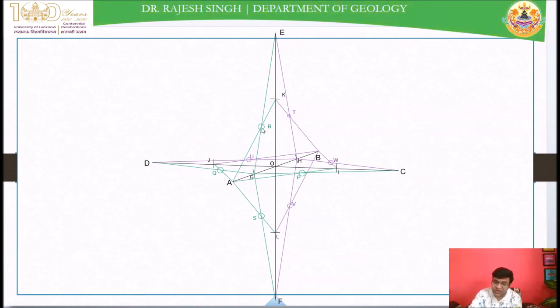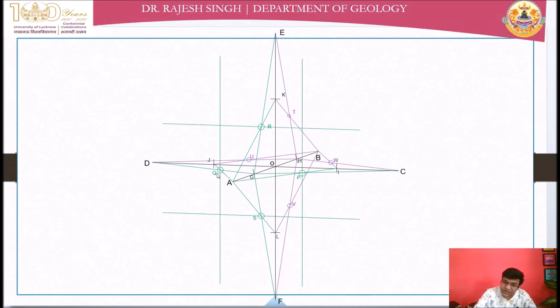Now here is one trick point. I am going to consider point R. Point R is the intersection point of AK and EG, meaning two axes are involved in this intersection, that is the A3 axis and the A1 axis. So draw a line passing through R and parallel to the third one, that is the A2 axis, because this intersection point is derived using A1 and A3. Similarly, point Q is derived using axes A1 and A2, so the line will be parallel to A3. Again here, this is derived using A1 and A3, so the line will be parallel to A2. This one, point P, is derived using A1 and A2, so the line will be parallel to A3.